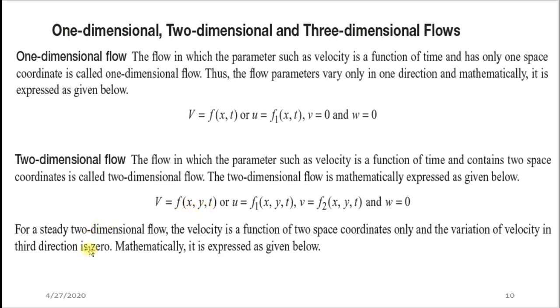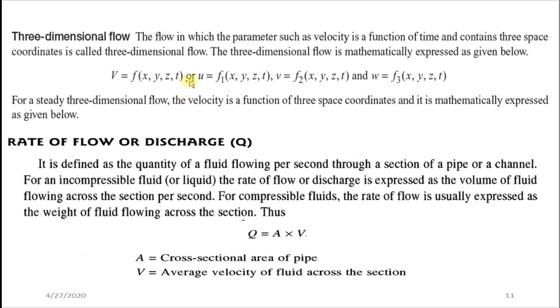Now coming to three-dimensional flow, the flow in which a parameter such as velocity is a function of time and contains three space coordinates x, y and z. That means velocity is a function of x, y and z space coordinates, with u value, v value and w value. U is the velocity in x direction, v is the velocity in y direction, w is the velocity in z direction. Such type of flow comes under three-dimensional flow. All three space coordinates of velocity exist in three-dimensional flow.